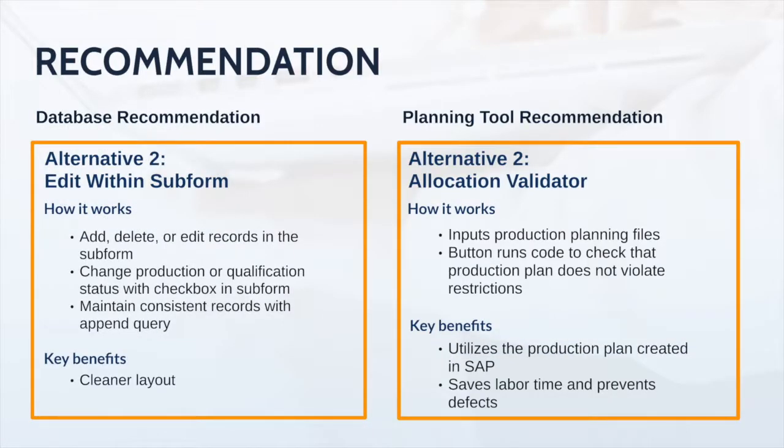After testing each interface and considering our sponsors' preferences, we recommend Alternative 2 for the database interface design. Editing within the subform allows for greater visibility of the data, and the cleaner layout is more user-compatible. In addition, the side selection of an added record and the following append button will ensure parallel production and qualification status tables. After discussing both alternatives for the planning tool, our sponsor at Cepheid decided the allocation validator would be more beneficial to the planning process.